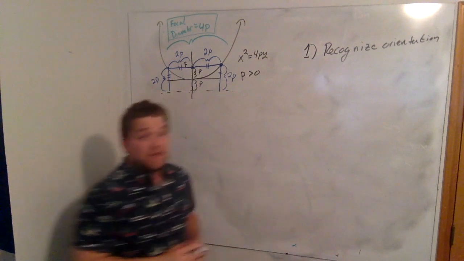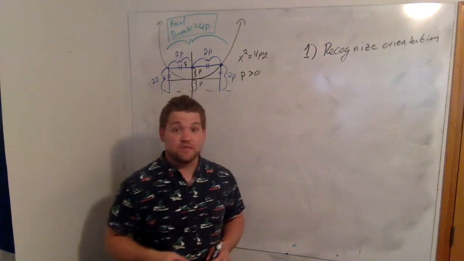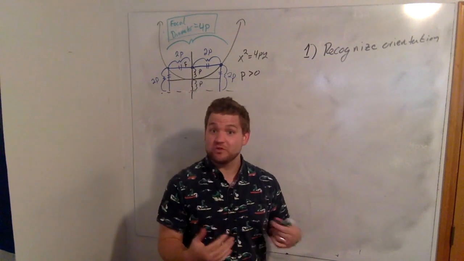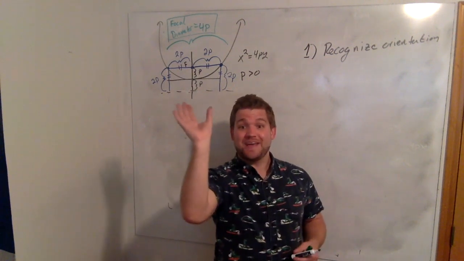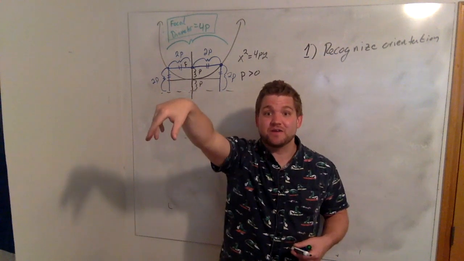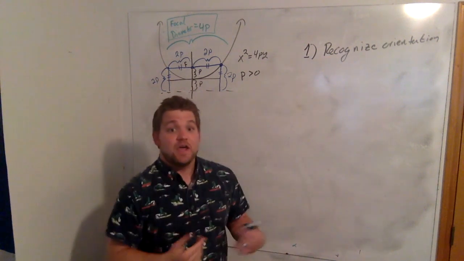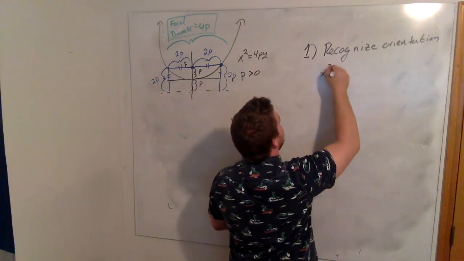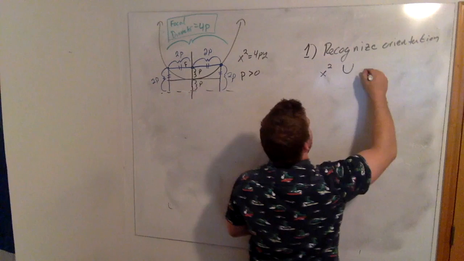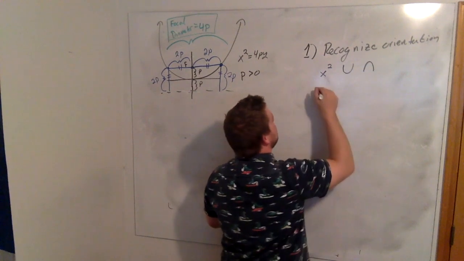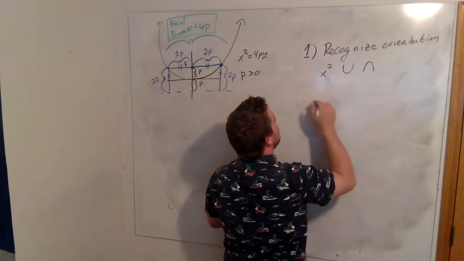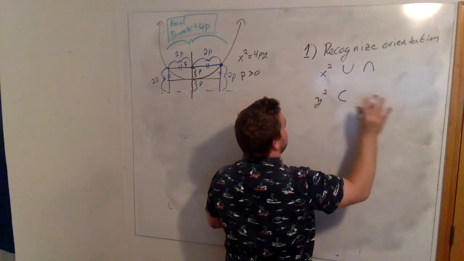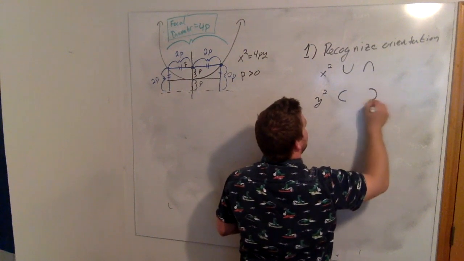If it's x being squared, if it's x squared, that should be familiar to how we're normally used to seeing parabolas. x squared will either be a happy face parabola or a frowny face parabola. If you see something with y squared, that's going to be a parabola opening to the right or opening to the left.